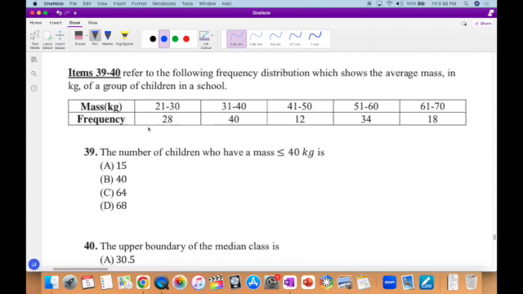The next two items refer to the following frequency distribution, which shows the average mass in kilograms of a group of children in a school. So yes, we could see that we have a group of children in a school here. The number of children who have a mass of less than or equal to 40 kilograms. So this is 40 kilograms here. So we have 40 kids who have up to 40 kilograms and then 28. So that is 40 plus 28. That will be 68.